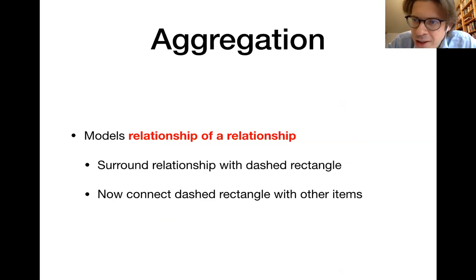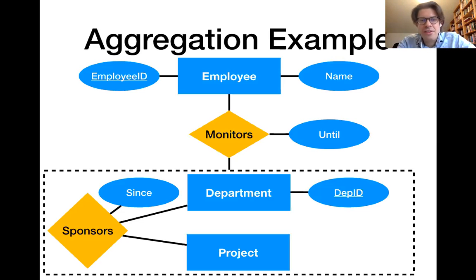Another important concept in the context of entity relationship diagrams is aggregation, and that essentially models a relationship of a relationship. If a relationship between entities exists, then you can add some additional information about that. We represent this by putting the first relationship into a dashed rectangle, which contains the relationship and the associated entities. Then you connect this dashed rectangle with other items. This is how it looks.